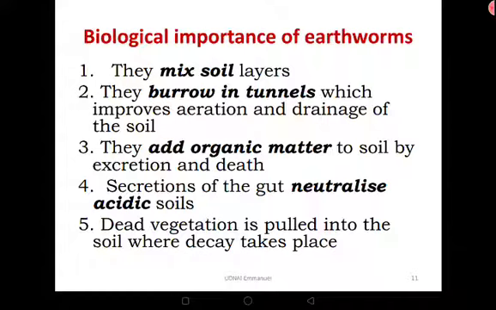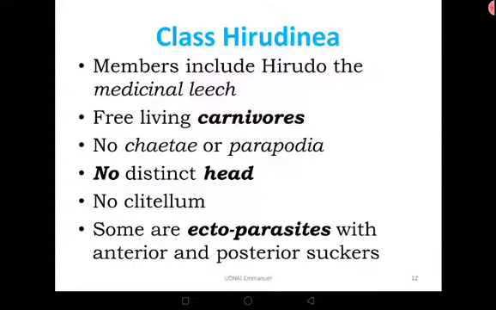And then dead vegetation is pulled into the soil where decay takes place. So these earthworms play that role as well, and in nutrient recycling. Great. So let's move to another class.